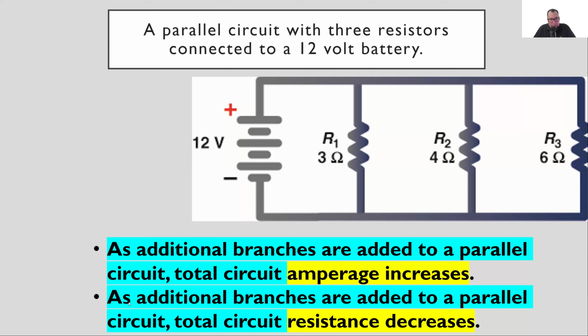The second bullet point here says, as additional branches are added to a parallel circuit, total circuit resistance decreases. So it goes down. Now that does make sense, because if we think about how amperage and resistance work together, if we're increasing amperage by adding more legs, amperage goes up. What has to go down? The resistance has to go down, because amperage and resistance work the opposite of each other. So amperage is going up, resistance is going down. If we increase resistance, we decrease amperage. So they're always doing the opposite of each other.